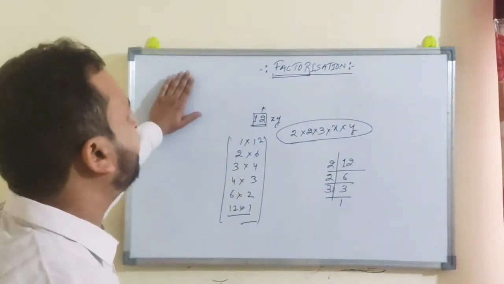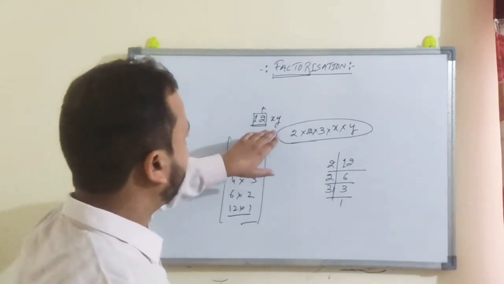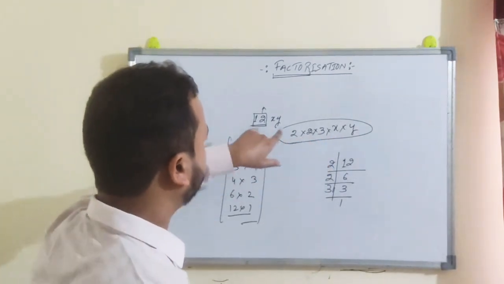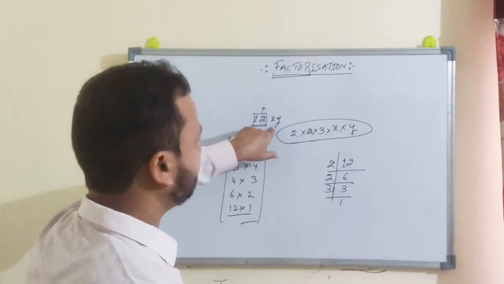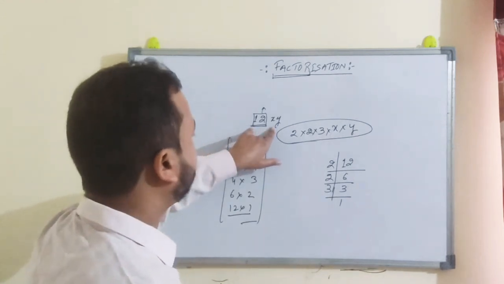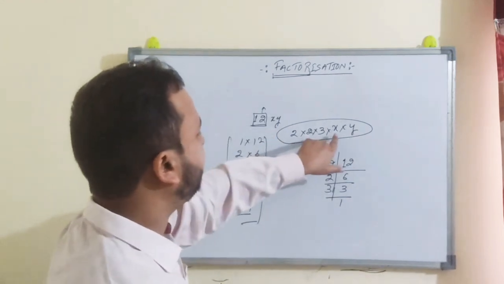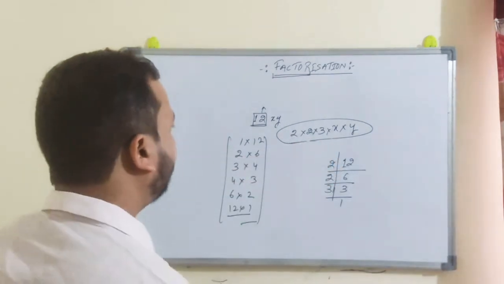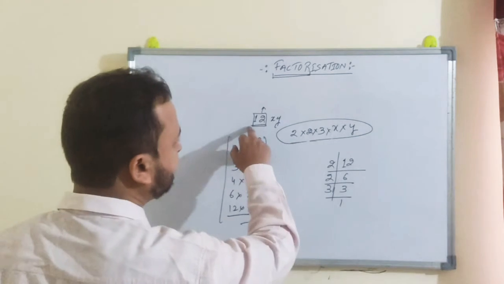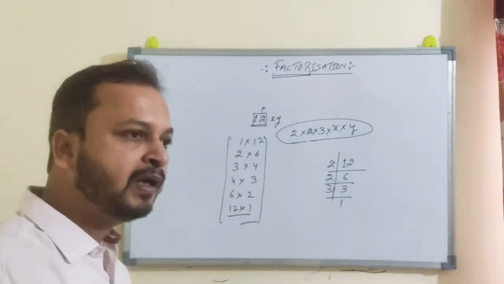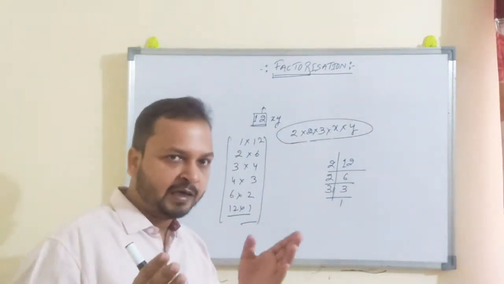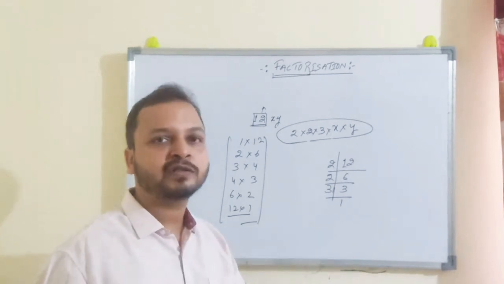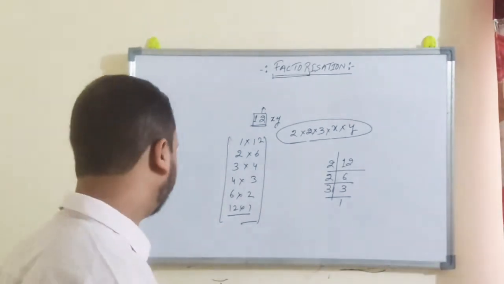And one more thing about factorization. This is the term that is given, and when we factorize it, we have written it in the product form, right? And when we take the product, we will get the term back. So it means that factorization is the reverse process of product, right?